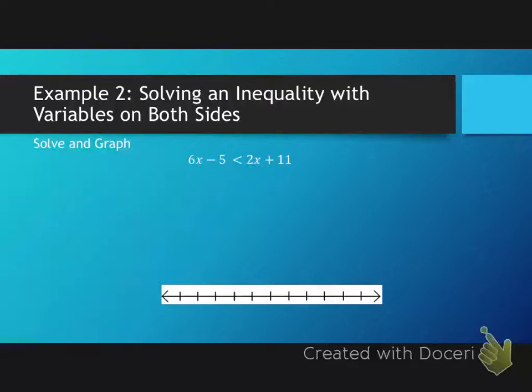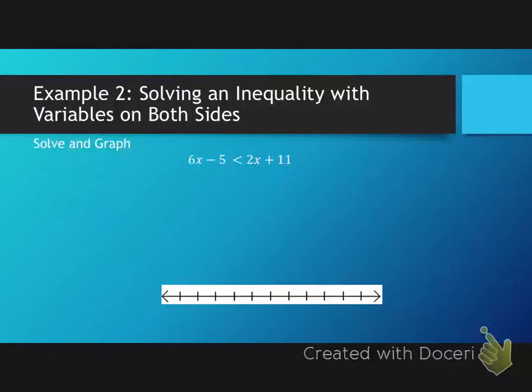So now what about when we get to having variables on both sides of the equation? Well, again, you're going to be doing things the same way that you did an equation. So you can still use that foldable that you created to follow those steps as you go through. But the thing you've got to remember is the only difference is if you multiply or divide by a negative number, you're going to have to flip the inequality sign.